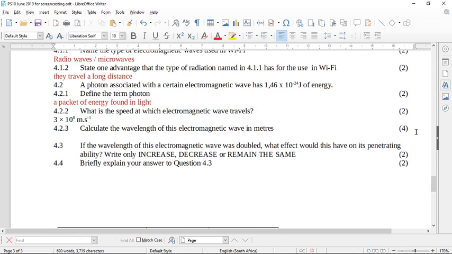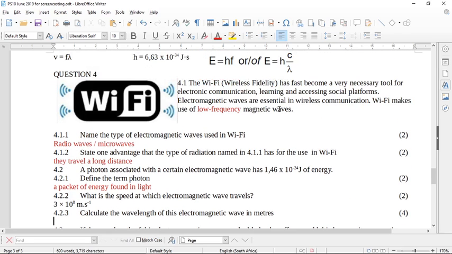Now it says to you, calculate the wavelength of this electromagnetic wave in meters. So we know that the energy of a wave is related to the frequency of the wave. We have that formula E equals hf, where energy equals Planck's constant times the frequency of the wave. They are asking you to find the wavelength of this wave. So that E equals hf has actually got 2 forms. We have E equals hf or E equals hc over lambda.